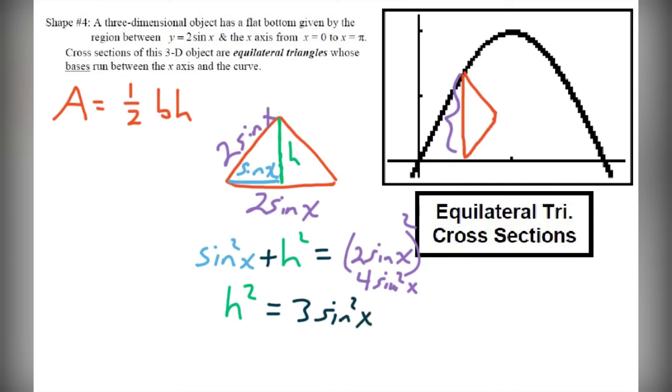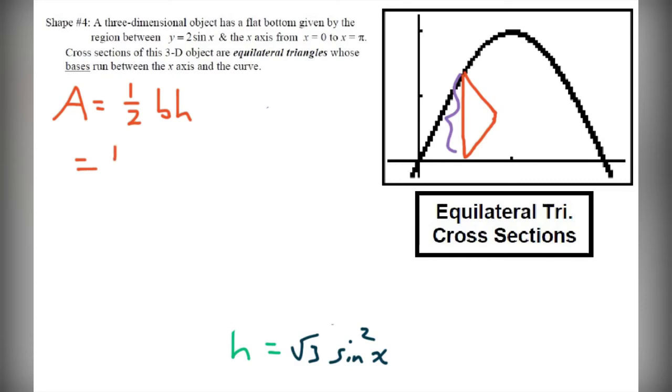Now, I'm sorry, the height squared is equal to 3 sine squared, which means that if I solve that by taking the square root of both sides, now I have a height that's actually equal to the square root of 3 times the sine of x. Of course, the squares can cancel on the sine. So, do we have enough information to be able to write an area formula? Well, I believe we do.